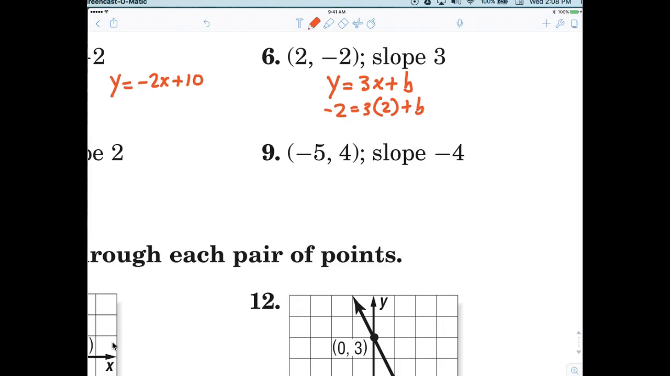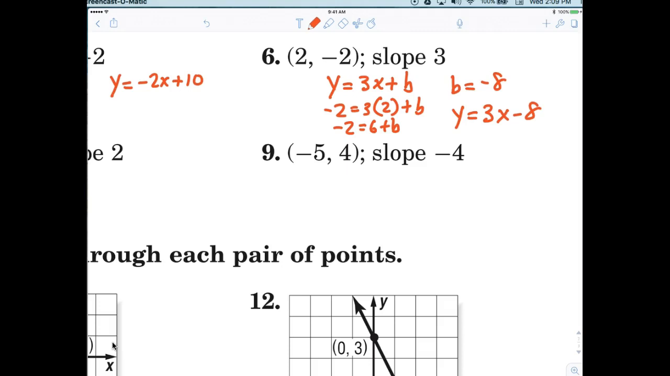Everybody good? So now solving. Negative 2 equals 6 plus b. So b equals negative 8, right? And so now my equation is y equals what? 3x minus 8. Right? Is everybody okay with that? Does everybody agree it's not that bad? I'm not sure why people struggle so much. Y equals mx plus b is the key. Y equals mx plus b.